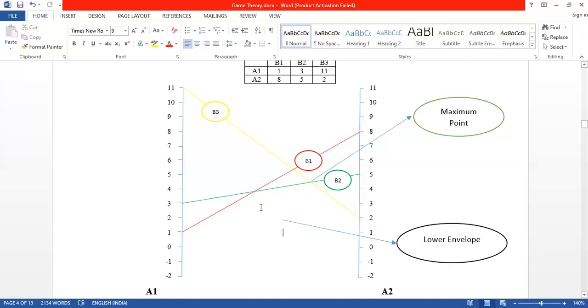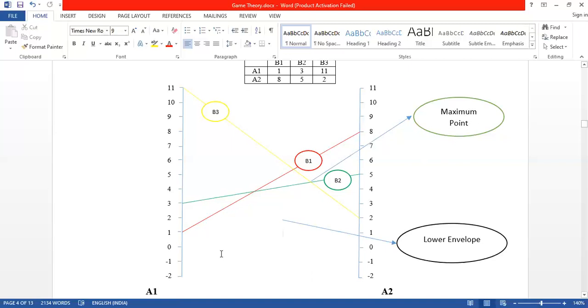Now, in this lower envelope, we have got many points. We have a point here, we have a point here, we have a point here, and we have a point here. So we need to find out the maximum point. How to find the maximum point? Which has the maximum height. So see, this point has the maximum height. So that is why it's here, the maximum point.